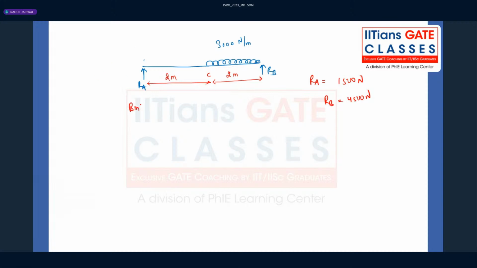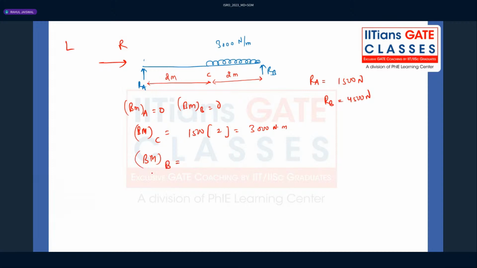At point A, bending moment is 0. At point B, bending moment is what? Once again 0. Let's say at point C, what is the bending moment which are acting? Which I'm calculating from left to right. Left to right I'm moving. So RA is what? RA is 1500 into 2. That will give me 3000 Newton meter. That is a sagging bending moment. What about the bending moment at point B? Of course, that is 0 only. We have already calculated.